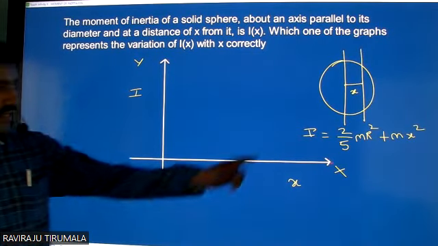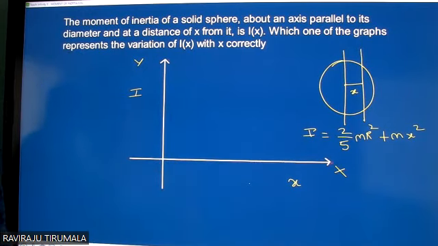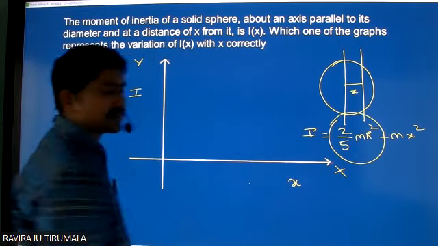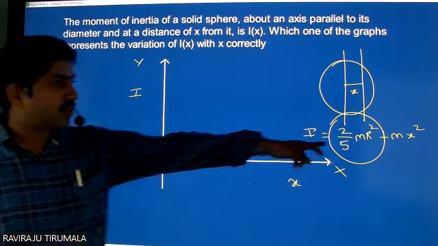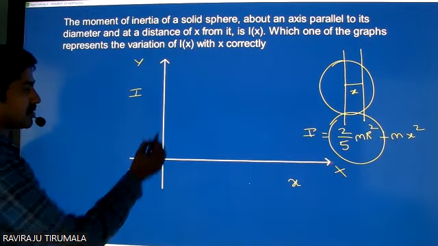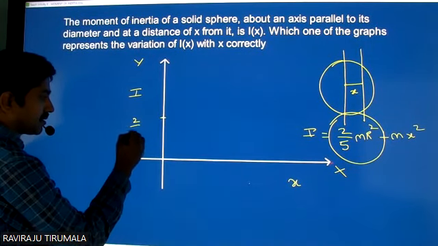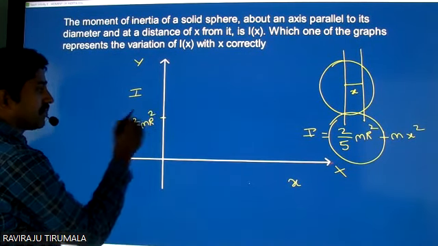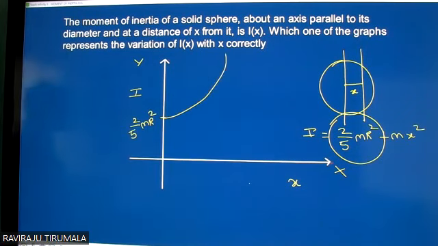Okay. I is on y axis. X is on x axis. Distance is on x axis. But this is the constant value only, na? So initial y component is not 0. Y component starts from 2 by 5 mr square. And remaining I is proportional to x square only, na? So the graph starts from some value. Here, what is the value of I? 2 by 5 mr square. And from this point, it is directly proportional to x square only, na? So that is the graph between I and x. Understand?